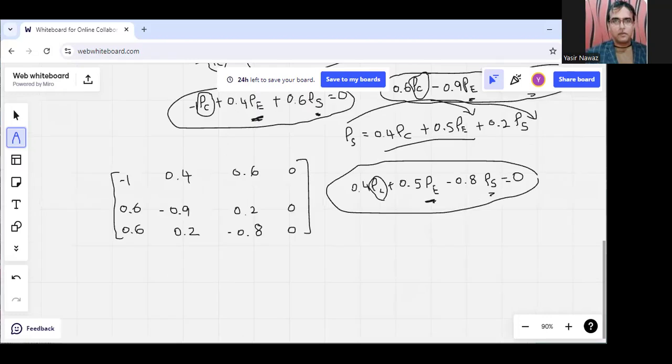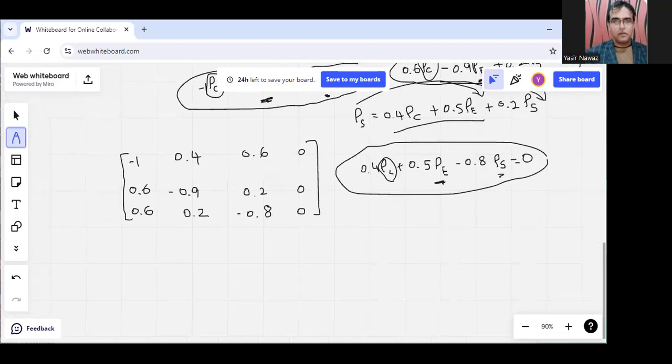So that's the matrix, and this matrix can be reduced into echelon form. In echelon form, you can then find the values for PC, PE, and PS. So you can put it into echelon form, and finally you can get this kind of form.